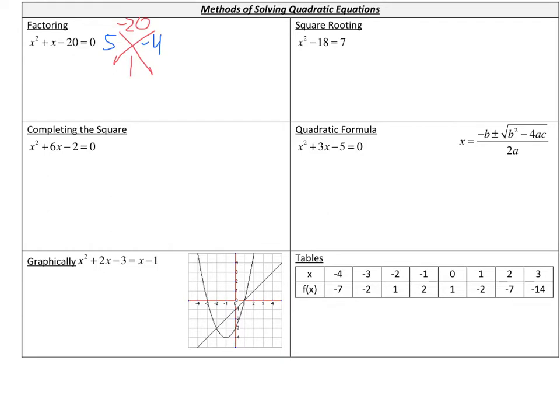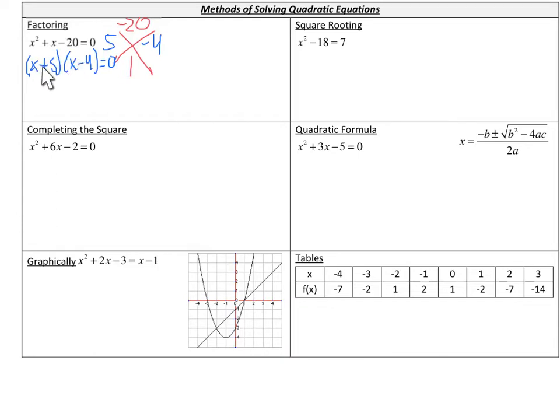So what I now have is x plus 5 times x minus 4 equals 0. So right there is what I now have in factored form. Now, how does this help us solve it?